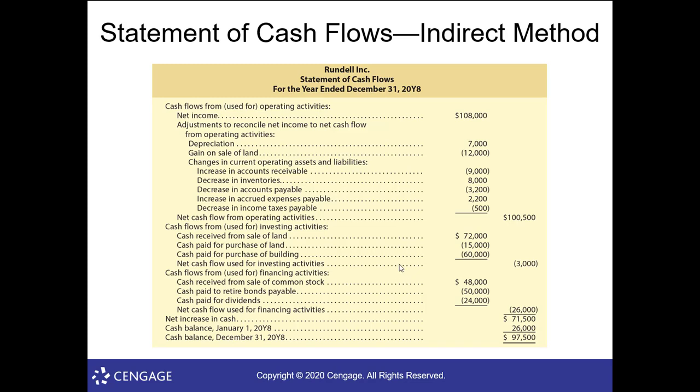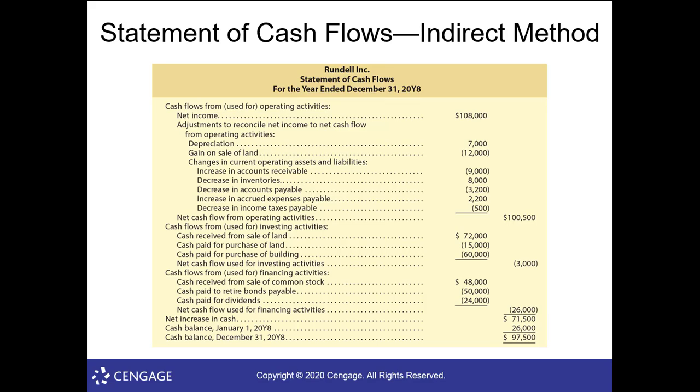So here's the entire statement. We had a positive net cash flow from operating activities. We had a net cash flow used by investing activities, a negative $3,000, and a net cash flow used for financing activities, a negative $26,000. Subtract those two negatives from the positive from operating, and you get a net increase in cash of $71,500. Cash balance of $26,000 at the beginning of the year gives us the $97,500 at the end of the year.